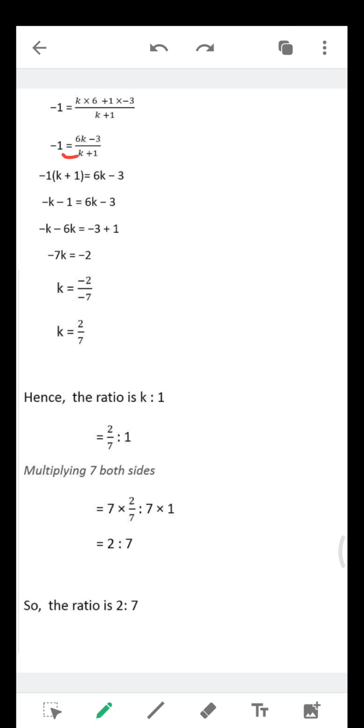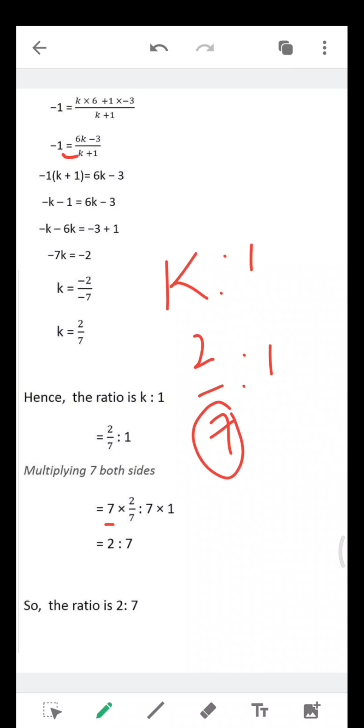So what was our ratio? K is to 1. We supposed our ratio as k is to 1. So we got the value of k, that is 2 by 7. So 2 by 7 is to 1 is our ratio. But this should not be kept in fraction. So to remove this 7, I'll multiply by 7 on both the sides, so that both the 7's get cancelled. So 2 is to 7. What I get? 2 is to 7. So therefore the ratio is 2 is to 7.